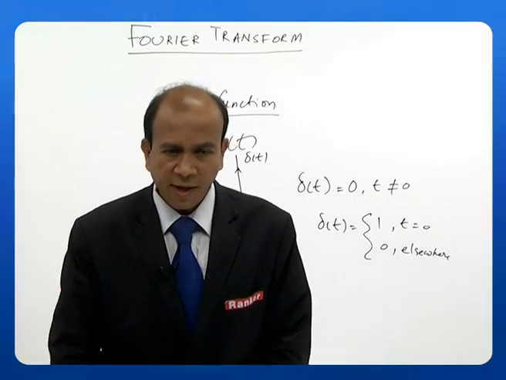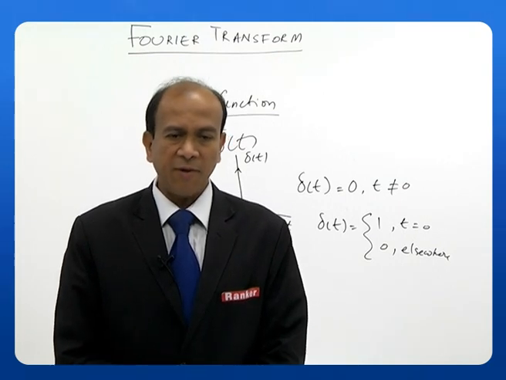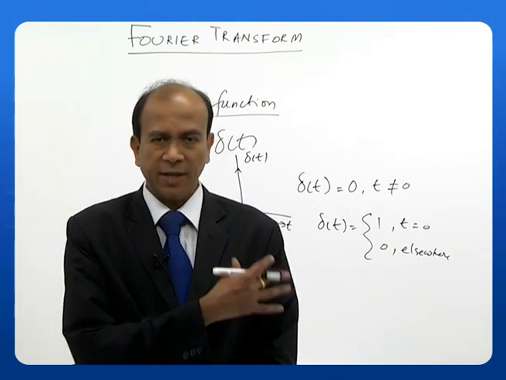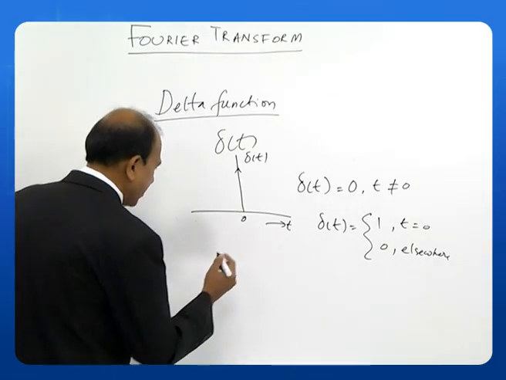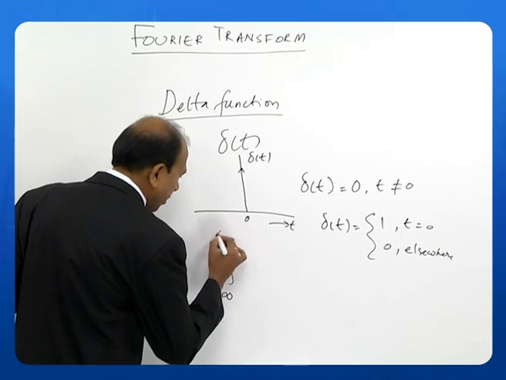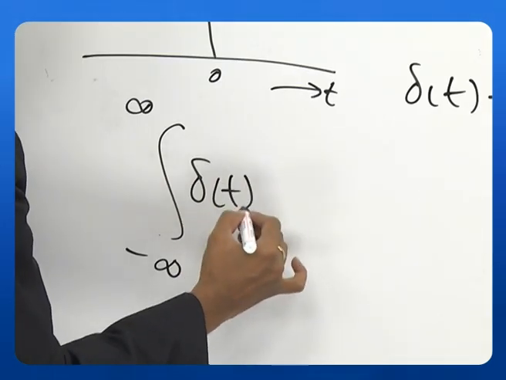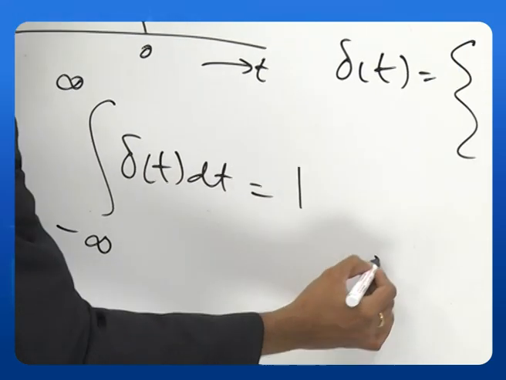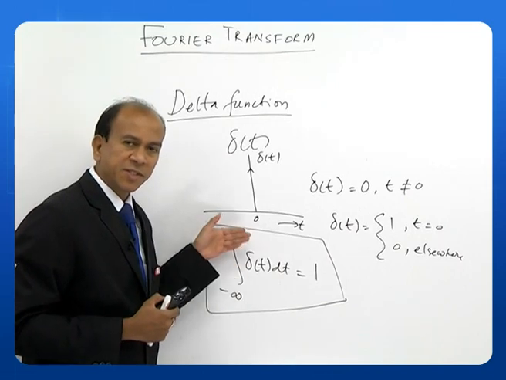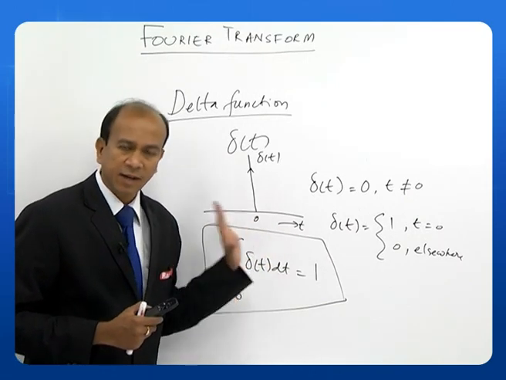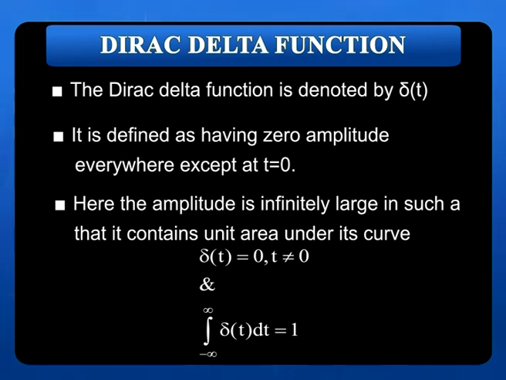As we see here, it is defined as having 0 amplitude everywhere except at t equal to 0, as shown on the board. We have seen that. Then the amplitude is infinitely large such that it contains unit area under its curve. That means when I integrate delta of t dt from minus infinity to plus infinity, this is equal to 1. That is, when I integrate between minus infinity and plus infinity, we are calculating the area under the curve, so we have to get this one.